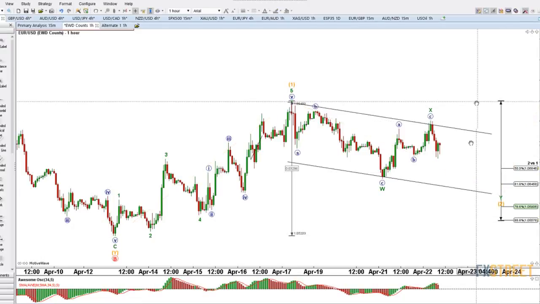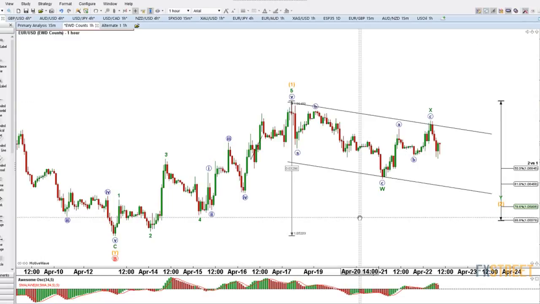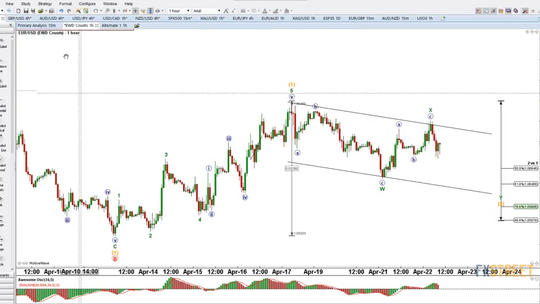So that's going to be the setup for the euro. Let's follow during the following weeks. And if you have questions about this setup, you can contact us.